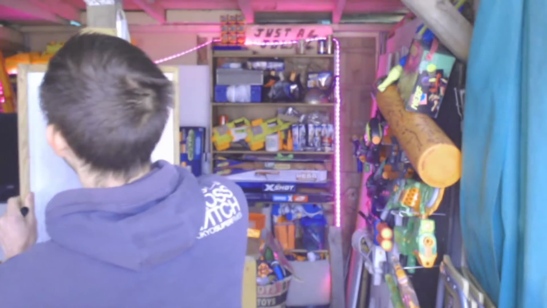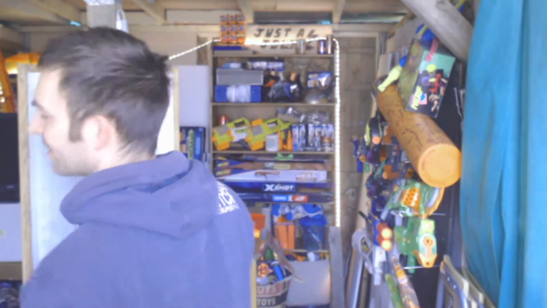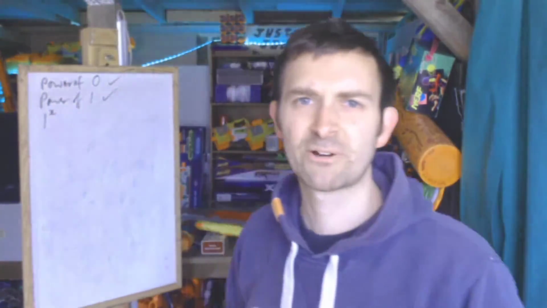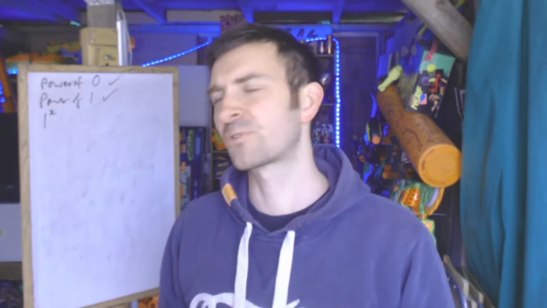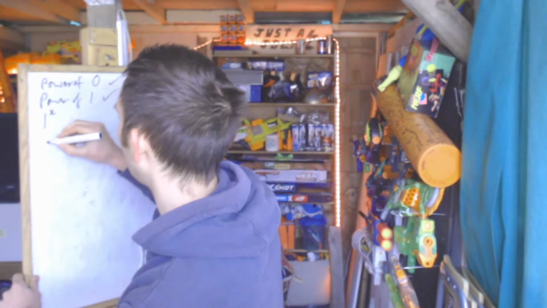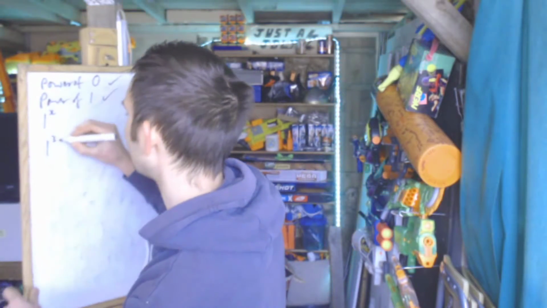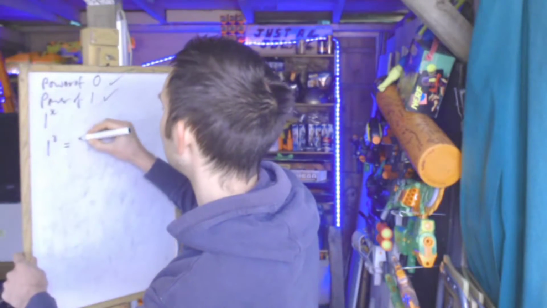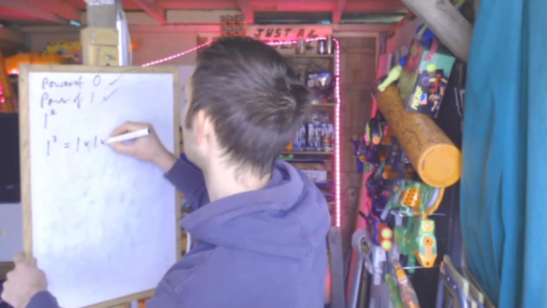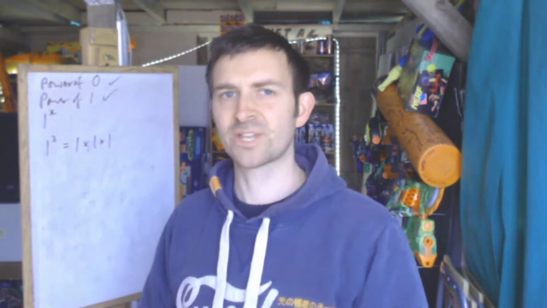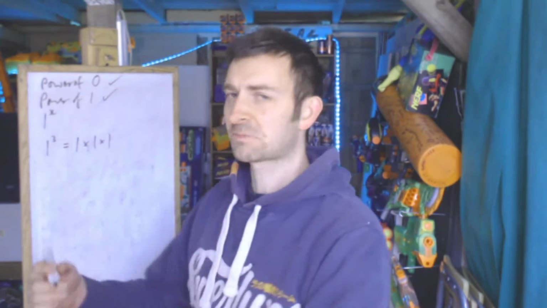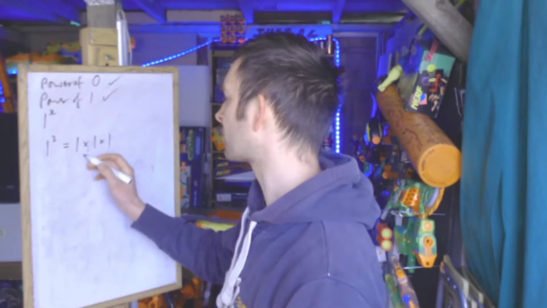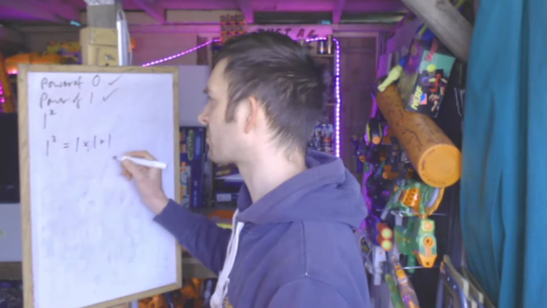Now, what happens if we have 1 to the power of anything? All right, 1 to the power of anything. Let's just think about this for a second. What happens if you have 1 to the power of, say, 3? So 1 to the power of 3, what does that mean? 1 to the power of 3 means 1 times 1 times 1. Okay, that's what it means. So let's work it out. 1 times 1, that's 1.